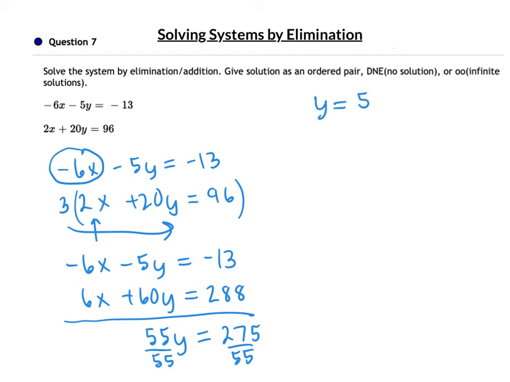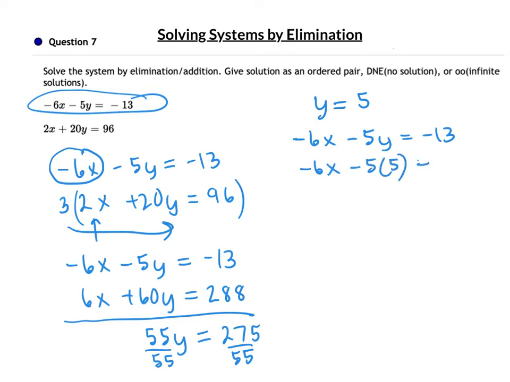Now that I know y, I can plug that in one of the equations. I'm going to use the top one. Negative 6x minus 5y equals negative 13. Negative 6x minus 5 times 5 equals negative 13. That's negative 6x minus 25 equals negative 13.